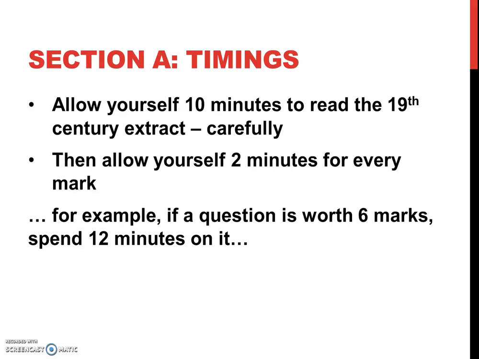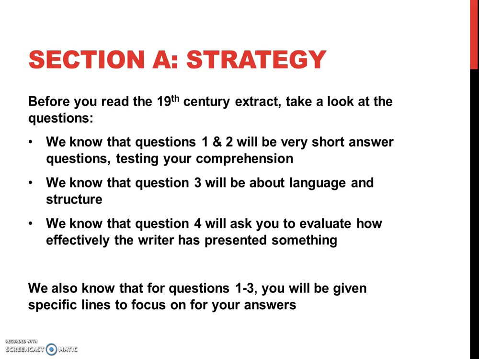Okay, so the first thing I want us to think about is what we can have control over in terms of how we approach the exam. And I want to start by talking about timings. We know we get 60 minutes in total for Section A. We're suggesting that you allow yourself 10 minutes to read the extract, so we know this will be a 19th century extract, and then allow yourself 2 minutes for every mark. So for example, if a question is worth 6 marks, you spend 12 minutes on it. If it's worth 1 mark, you spend 2 minutes on it. Now, a good strategy to use.